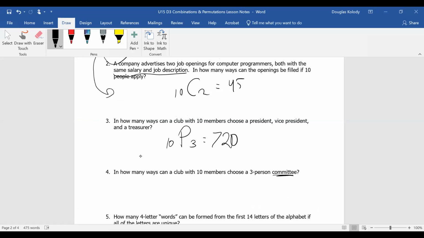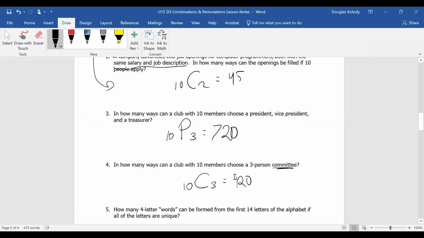So that's 10P3 or 10C3? It's 10C3. Just letting you know that turns out to be 120, which is 6 times less than 10P3. So it's not always double.